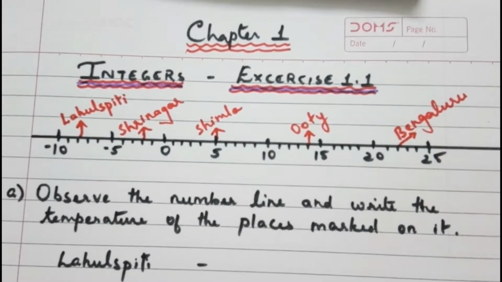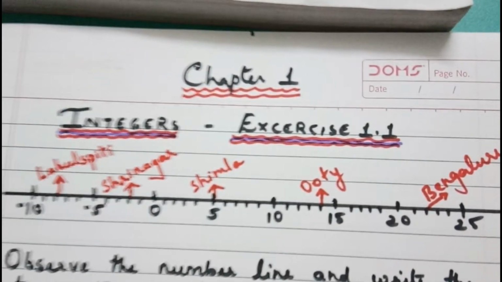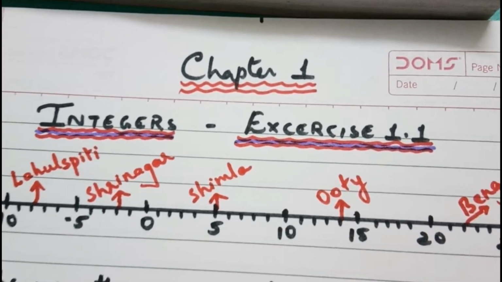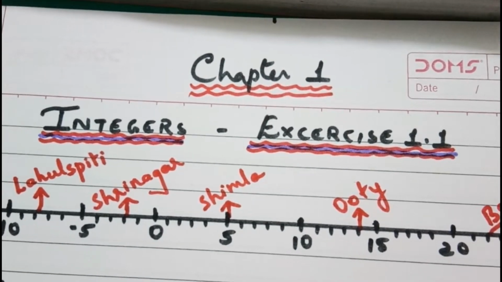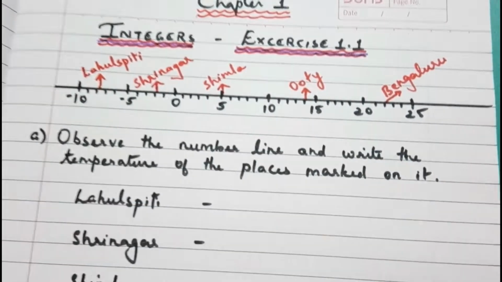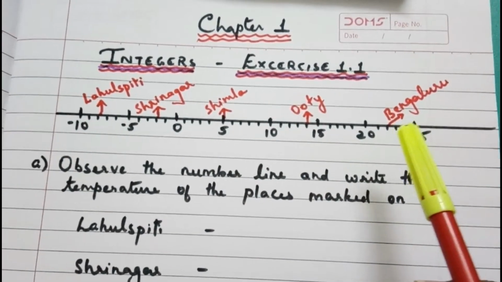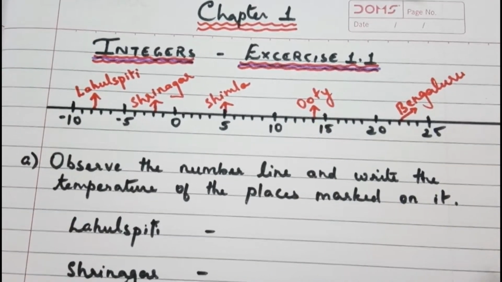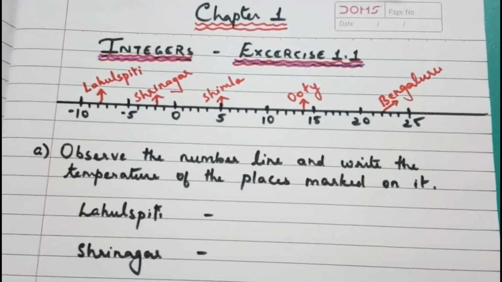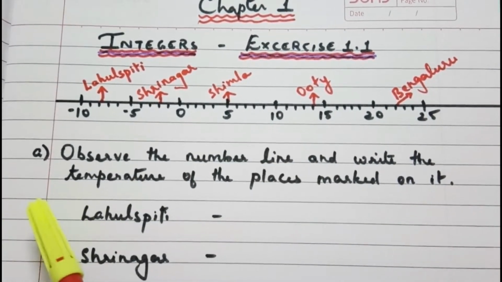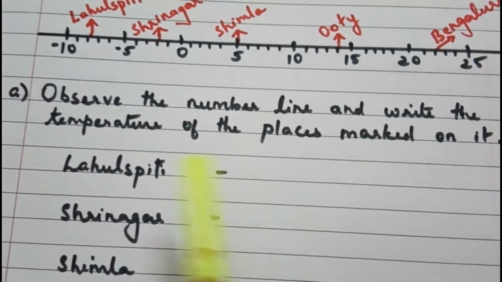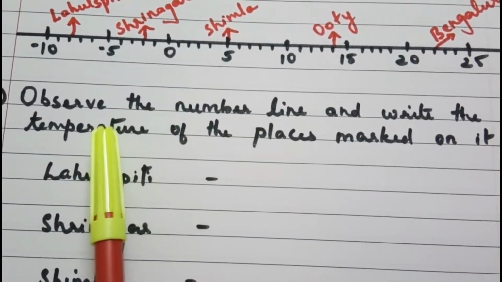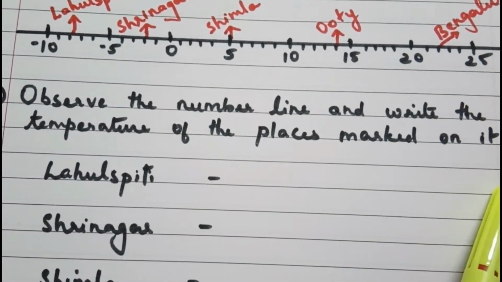Hello everyone. In our previous video, we saw the introduction on integers. Today we'll start with the first chapter's exercise 1.1. So let's start. This is a number line drawn which shows the temperature of different places on a particular day. And there are a few questions asked on that. So let's start with the first question, that is A. The question is, observe the number line and write the temperature of the places marked on it.